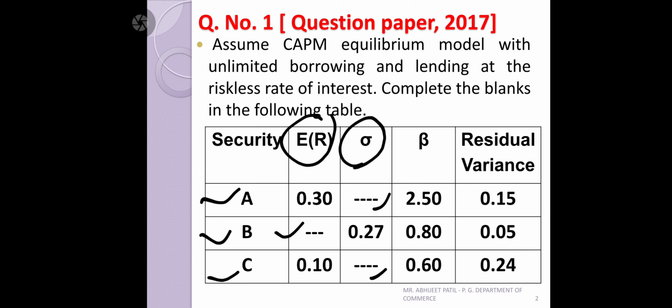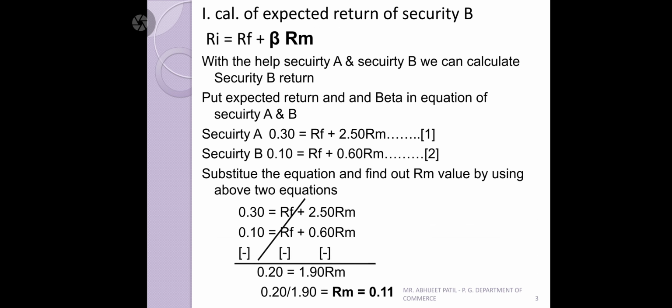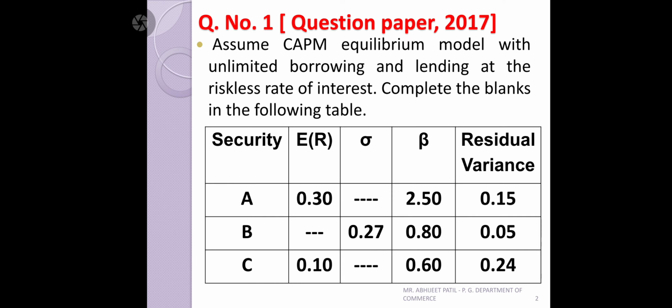As per this table we should calculate two standard deviations and one expected return. So let's see how to fill in the blanks of the table. First we calculate the expected return of security B, then we move to the standard deviation of A and C. Now, how do we find this expected return?